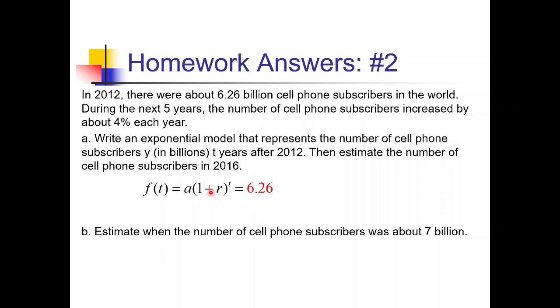For the r value, we are increasing by 4%, so I'm going to write 1 plus 0.04 because I have to use a decimal to express that. And then t is just kind of around for the ride here. So if I want to simplify this, my final formula for number of cell phone users is 6.26 times 1.04 to the t power. Now if I want to figure out the number of subscribers in 2016, that's 4 years after 2012, so I actually have to plug in 4 for this function that I just created here. So we've got 6.26 times 1.04 to the 4th power, and I'm going to need Desmos to evaluate this.